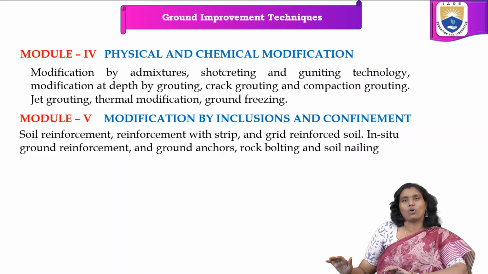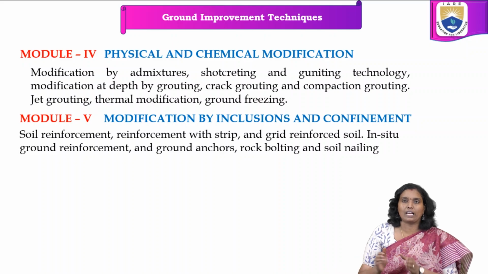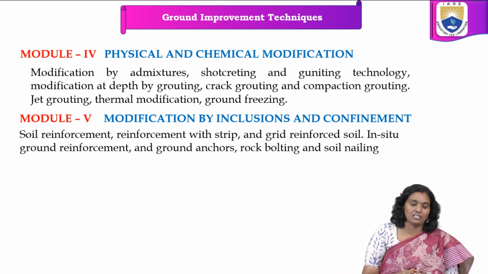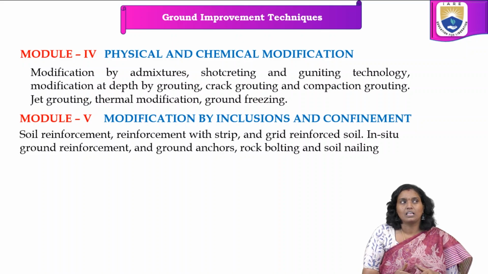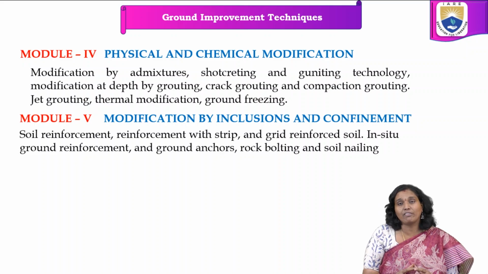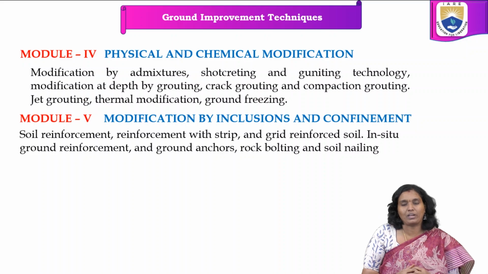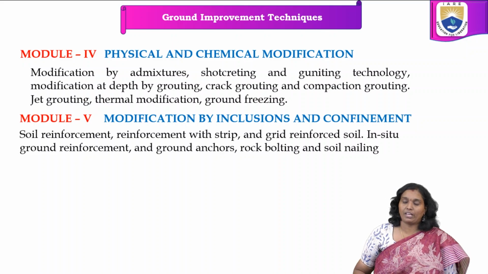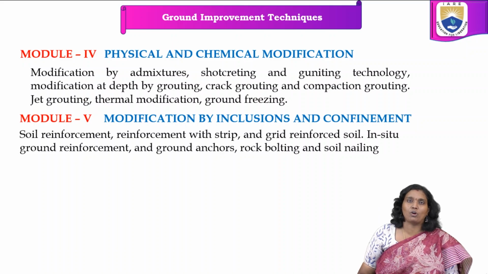We are understanding the soil reinforcement, inclusions and confinement, under which type of modification we are going to do in this soil reinforcement with strip and grid reinforced soil. What are the various on-site ground reinforcement and ground anchors, rock bolting and soil nailing. So where we are using those kind of modification techniques for getting the desired properties of the soil. Which type of projects demand these kind of technical modifications, we will see in this module.